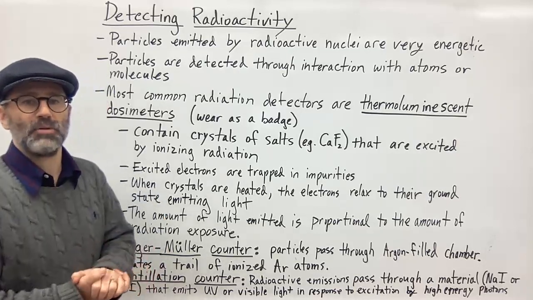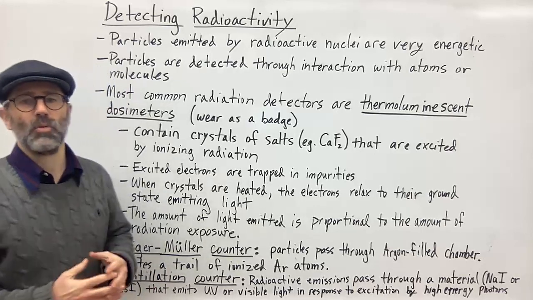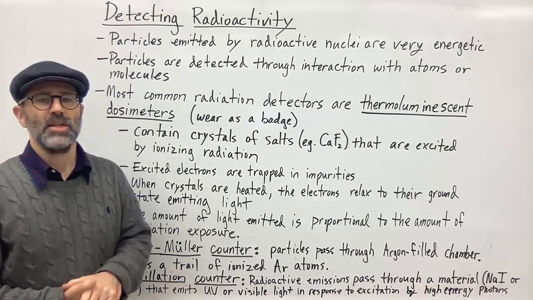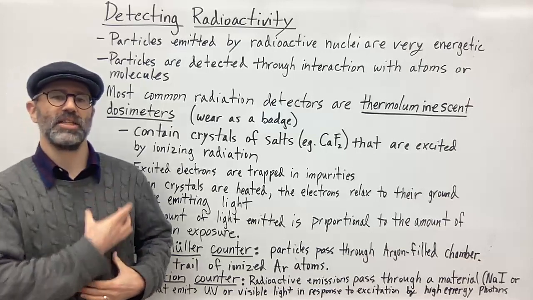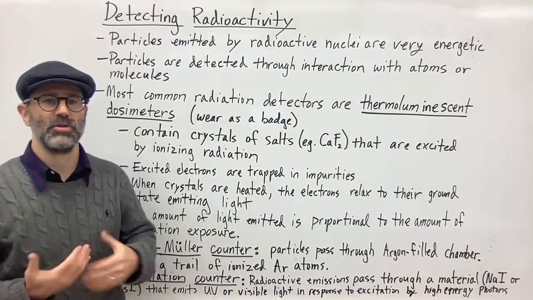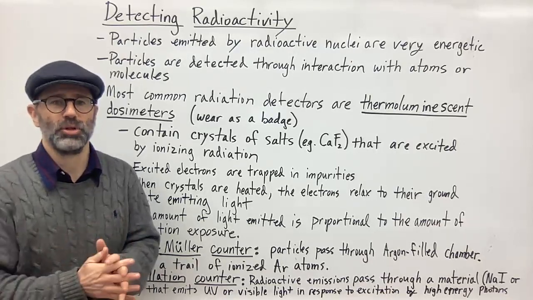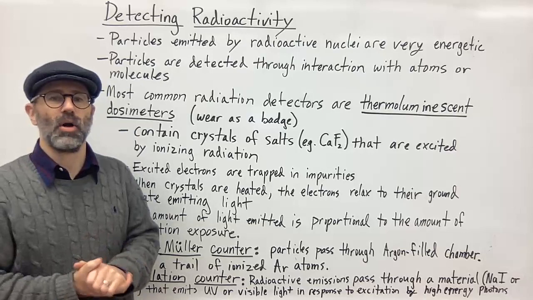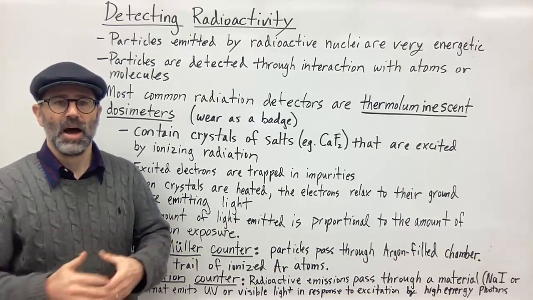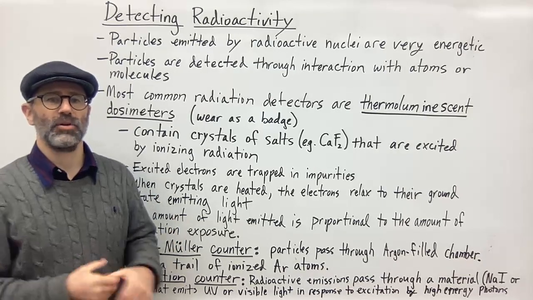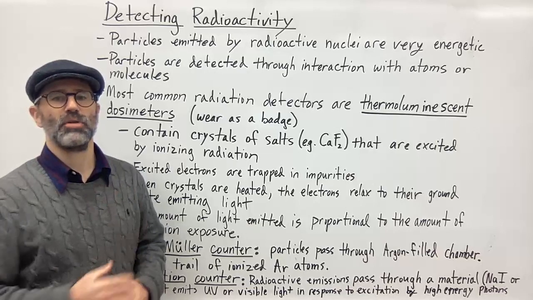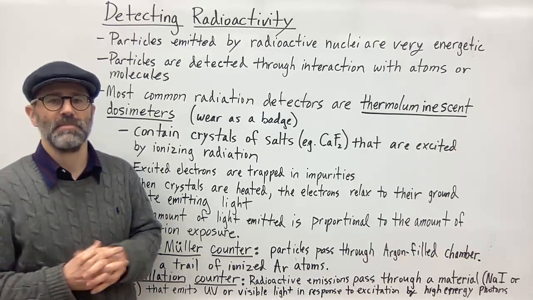So the most common radiation detectors are what are called thermoluminescent dosimeters. These are like those little badges. You'll see these badges worn by people who are working in nuclear power plants, or who are working with nuclear material, or are in occupations that involve radiation. Those badges have thermoluminescent dosimeters in them.